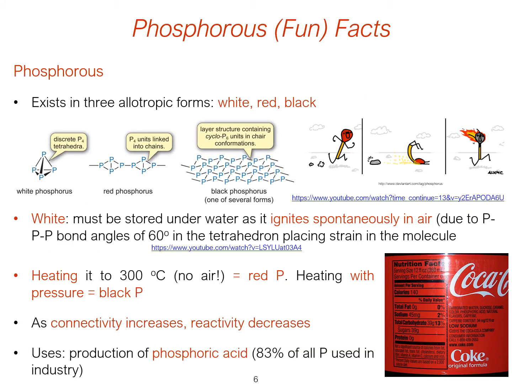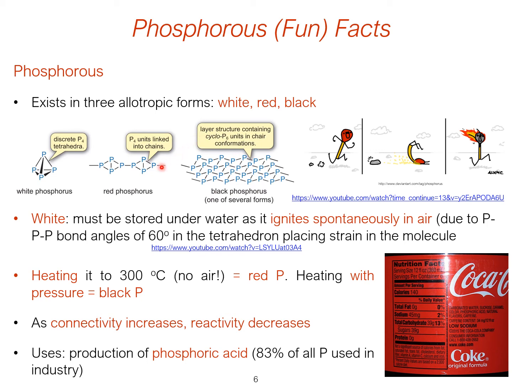Moving down group 15, we get to phosphorus, which is really interesting and really explosive, even in its elemental form. It exists in 3 allotropic forms, which are referred to as white phosphorus, red phosphorus, and black phosphorus because of their colour. And these have different connectivities. White phosphorus has just discrete P4 tetrahedra. Red phosphorus is P4 units linked into chains, and these are planar. And then black phosphorus, the connectivity is really big.